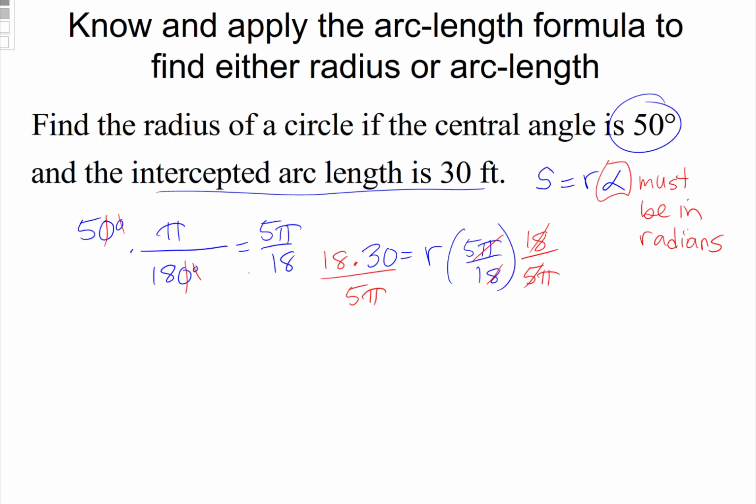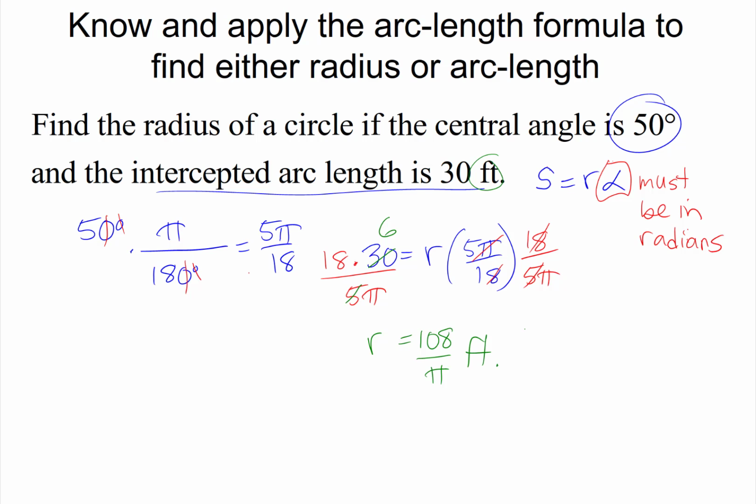I'm going to do a little bit of reducing here, and 5 will go into 30 six times. So it looks like my radius, if we need it in exact form, and if it doesn't ask to round, we're going to leave it in exact form, is going to be 6 times 18, which is 108 over pi, and we should put our units on, and our length is in feet.